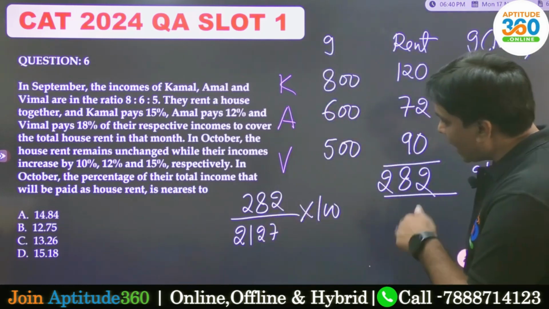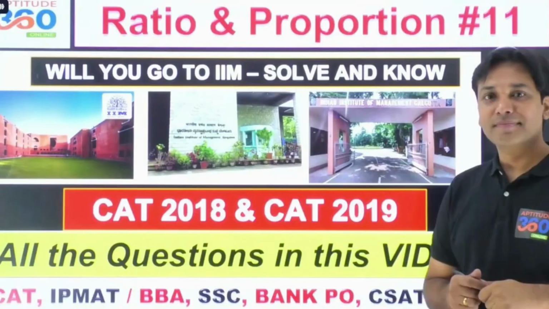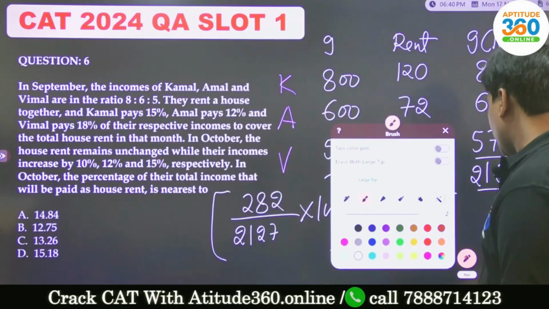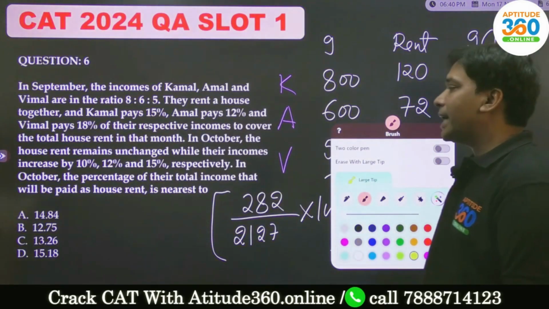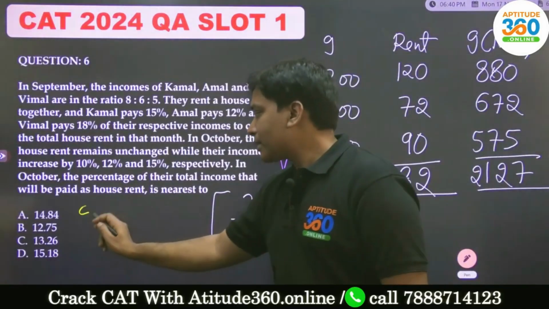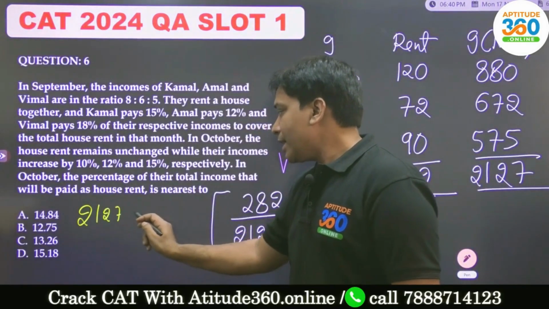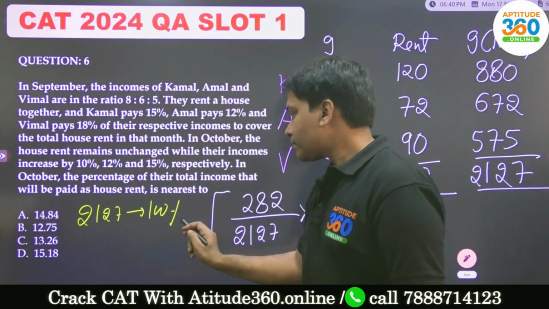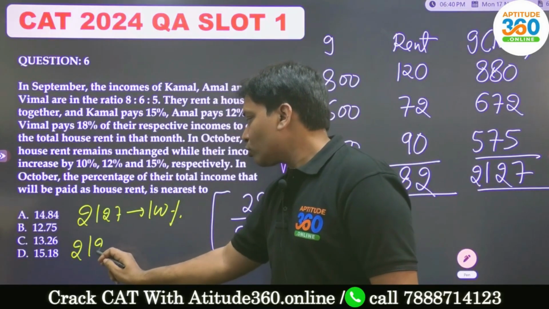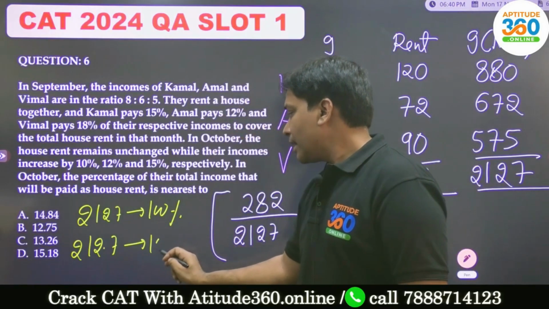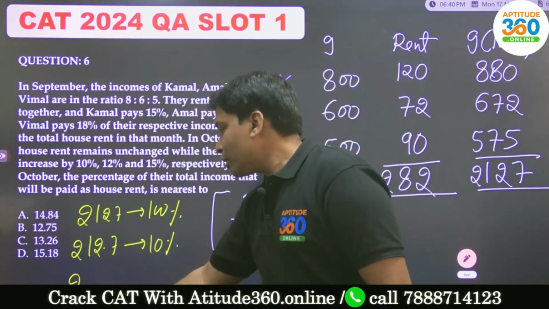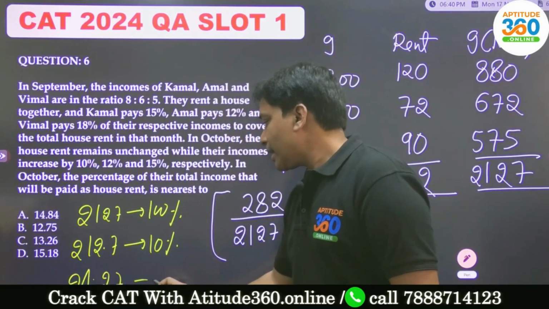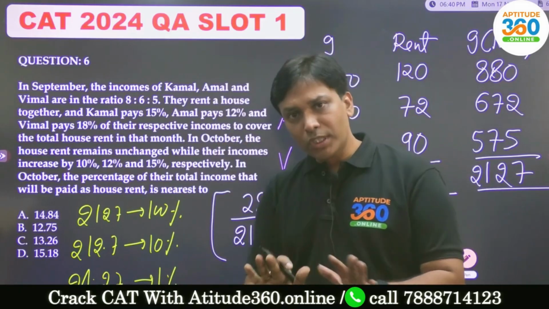Now, why would I go and do the calculation here? You should not be doing the calculation. How can you eliminate this option? Please have a look at it. If 2127 is 100%, then 212.7 is 10% and 21.27 is 1%. That is what it is.